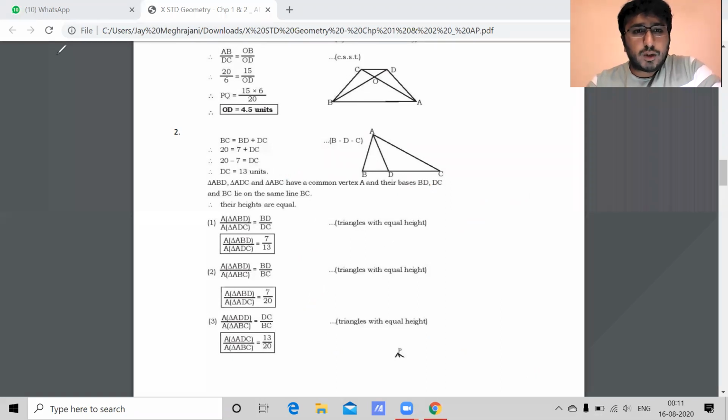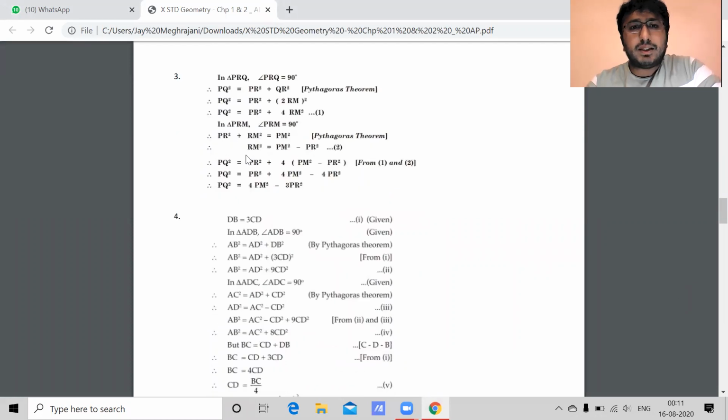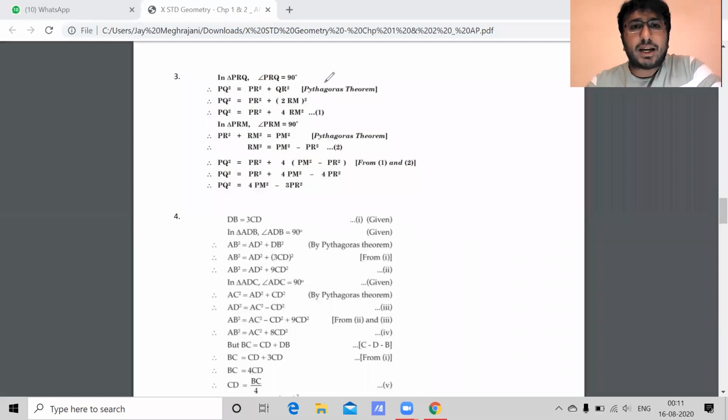We proceed further to the next sum. Next sum is a proof based sum. So students, first in this we are going to apply Pythagoras theorem in triangle PRQ. Okay. If you have applied the Pythagoras theorem correctly, and second thing, we have to replace QR by 2RM.